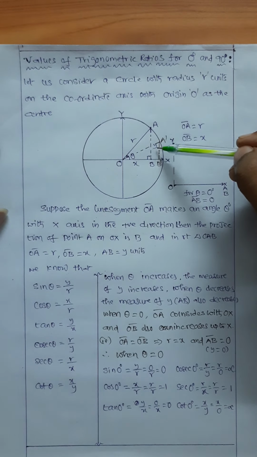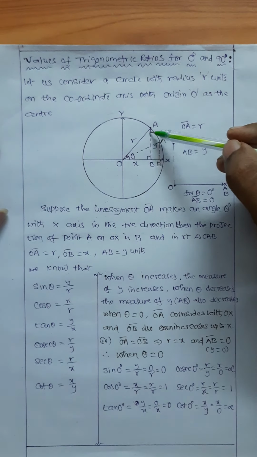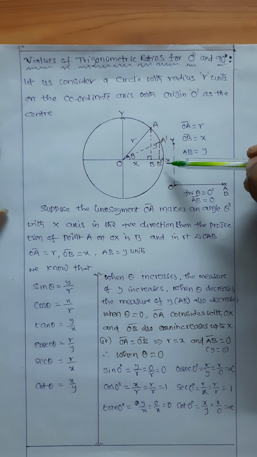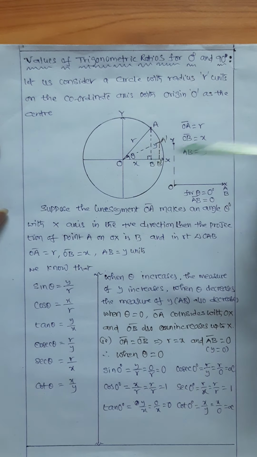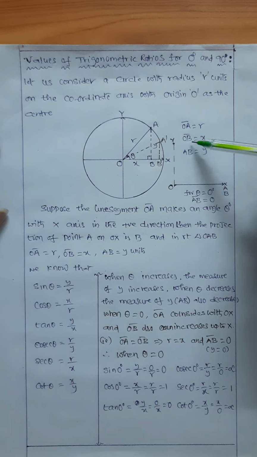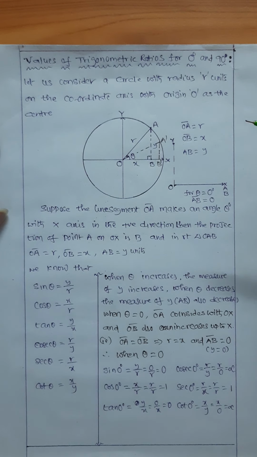That means y is equal to 0. And OA coincides with OB, and OA is then equal to OX. That means r is equal to x. OB becomes x, small x, and OA is also equal to OX. That becomes x is equal to r.